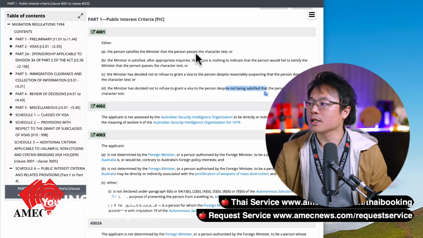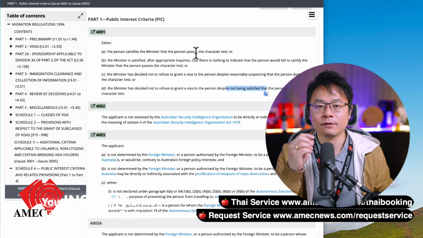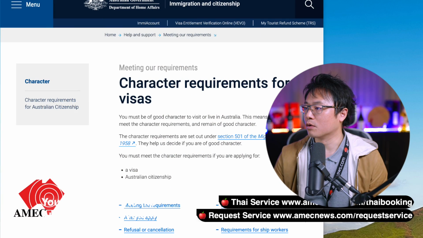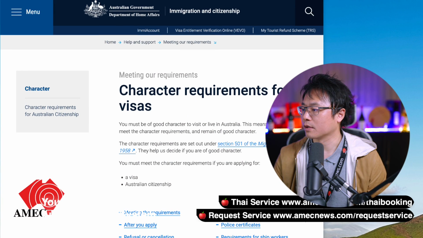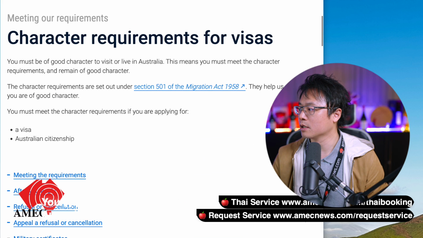Okay, now there's actually a better read version on the immigration website, which you may want to Google. What is it? Okay, hold on a second. You basically Google character requirement. Okay, so let me just magnify that. Okay, here we go. That's a better read for us.